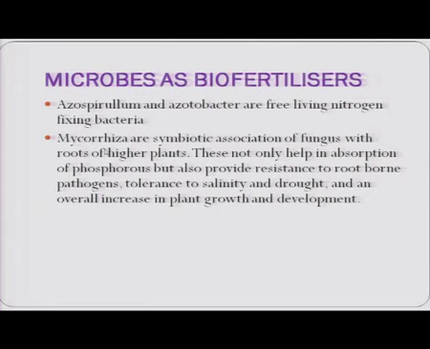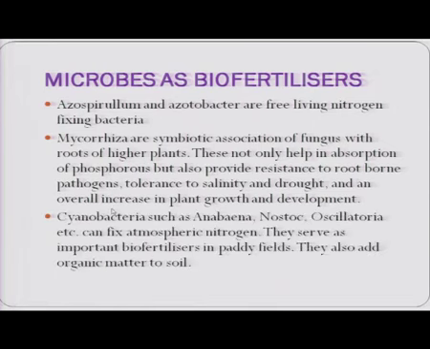Again, there are certain fungal filaments which are present in association with the roots of higher plants, and this symbiotic association of fungus with the roots of higher plants are known as mycorrhiza. These mycorrhiza are again very useful for the plants. They are not only helping in the absorption of phosphorus, which is a very important nutrient for the plant, but also provide resistance to root-borne pathogens. The pathogens which can come and infect the roots can be resisted with the help of these mycorrhiza. Similarly, these mycorrhiza also increase the tolerance to salinity and drought, and an overall increase in plant growth and development. It can help the plant in water stress condition, stressful condition where there is high level of salt or less amount of water present in the soil, and in this way it is increasing the overall growth of plant and development of the plant.